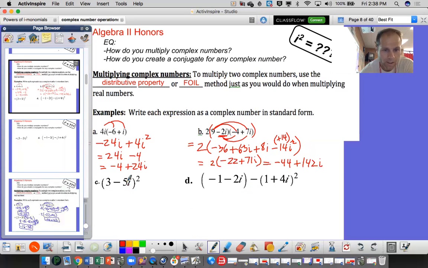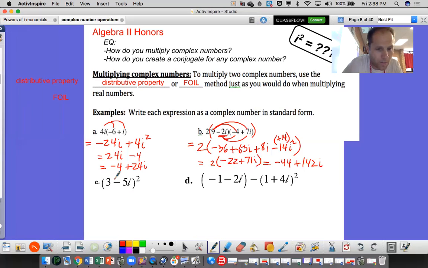So this next one here, this is where kids typically make what I call the algebra atrocity. They just want to take that exponent and go for it. And remember, even back when we were doing our monomial powers of i, I'd say, when in doubt, write that thing out as many times as the exponent tells you. So what I'm going to do here is write 3 minus 5i twice.